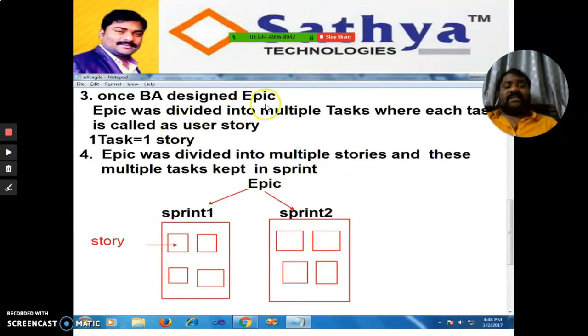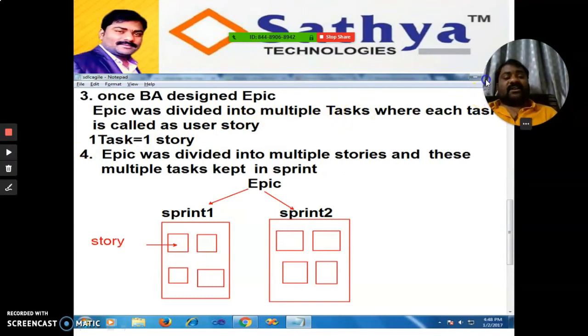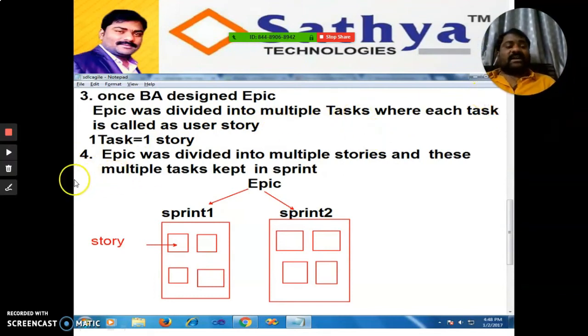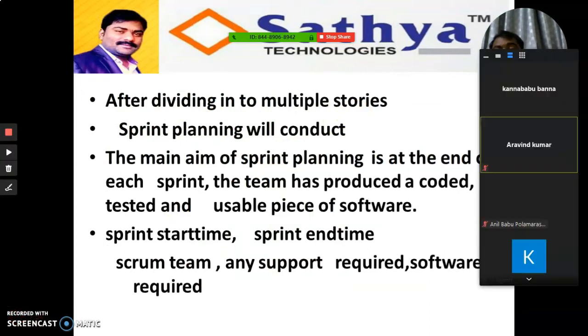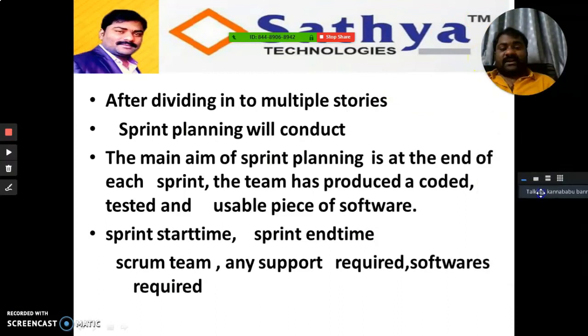So once the business analyst designed the EPIC, it was divided into multiple tasks, where each task is called a user story. One task is equal to one story. The EPIC was divided into multiple stories, and these multiple tasks are kept in a sprint. After dividing into multiple stories, sprint planning will be conducted. The main aim of sprint planning is that at the end of each sprint, the team has to produce a coded, tested, and usable piece of software.